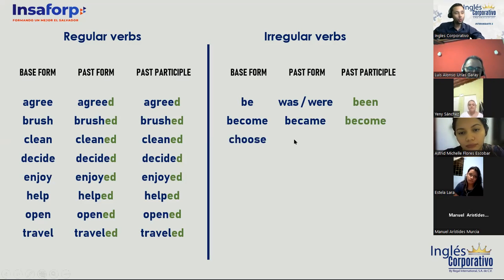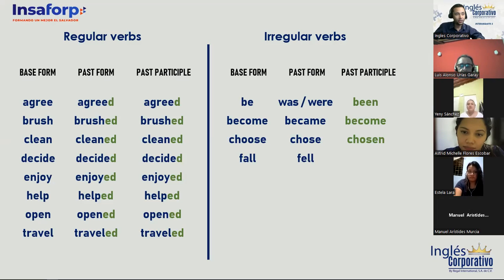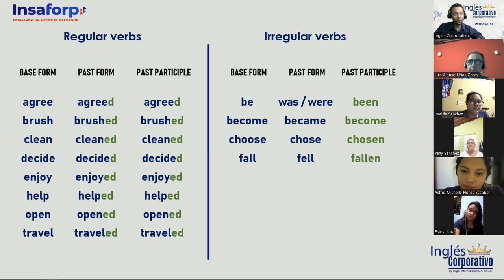What about the verb choose? What's the past of choose? Chose. And the past participle? Chosen. Very good. What about the verb fall? What's the past of fall? Fell. And the past participle? Fallen. That's right. It's fallen.